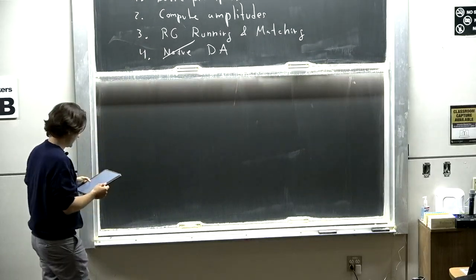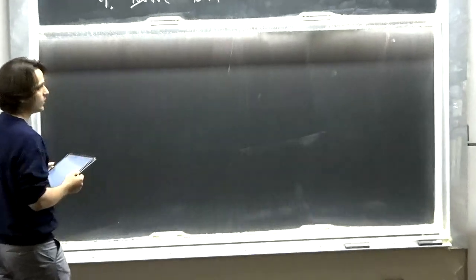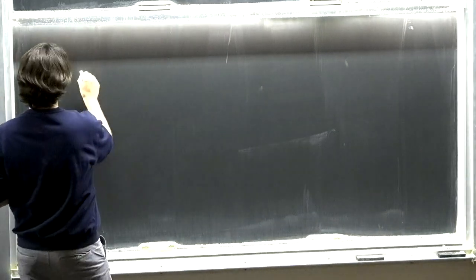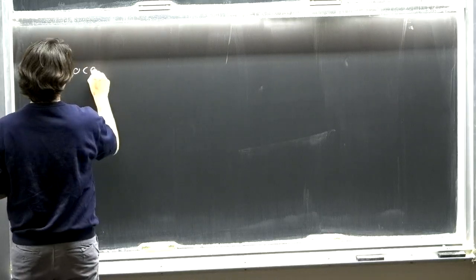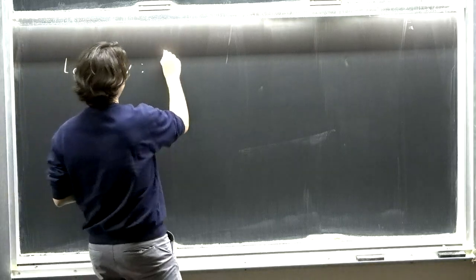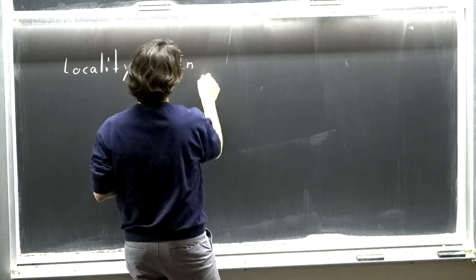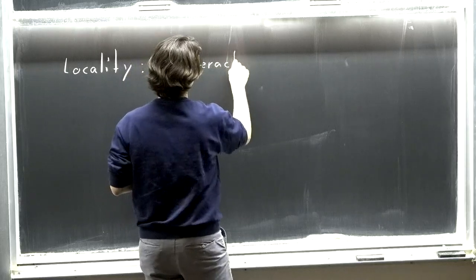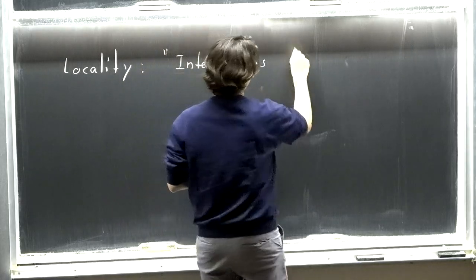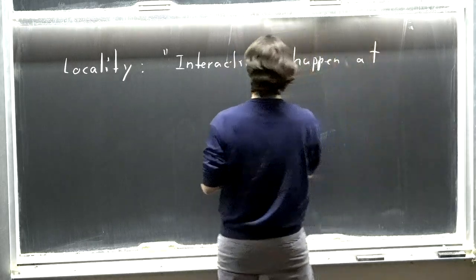Okay, so let's do a similar exercise where we just go over these principles and we just say in words what they are. So, okay, what did I write first? Locality. Okay, so what is locality? Locality is the fact that interactions happen locally in space-time, or at a point in space-time.